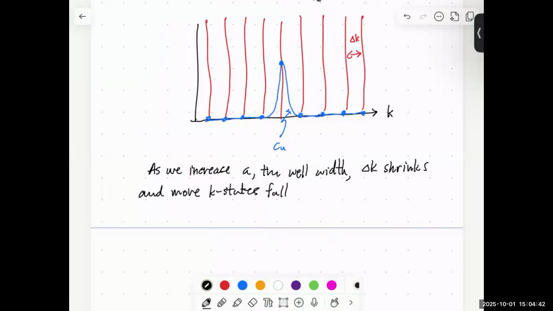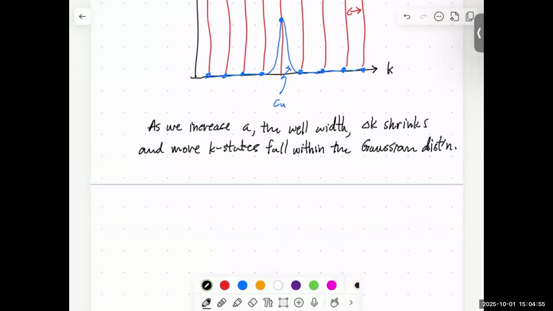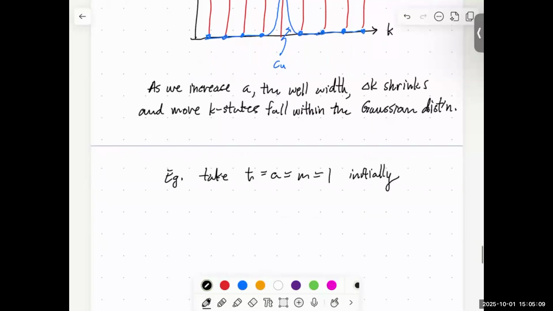All right, so more k-states fall within the Gaussian distribution. For example, I'm going to take h bar equal a equal m equal 1 initially. And delta k in this case is pi over a. But if we take a equals 1, it's just pi. So that's the spacing of our k states, just pi, 3.14.